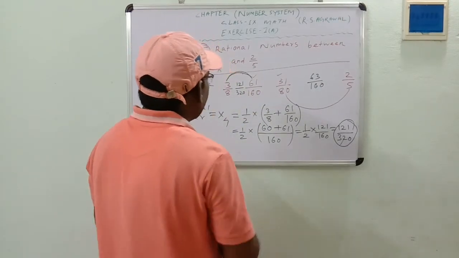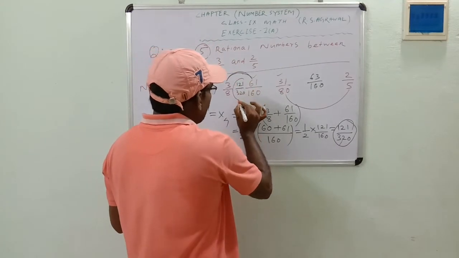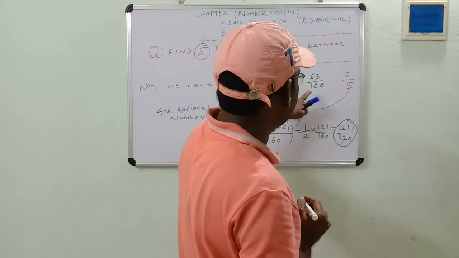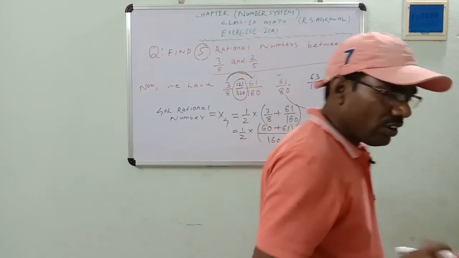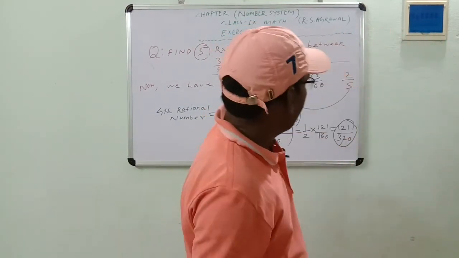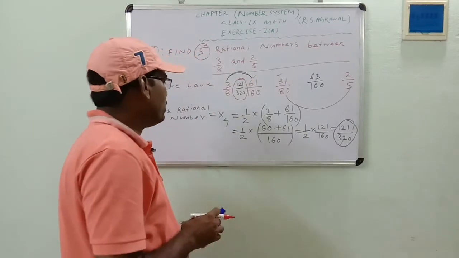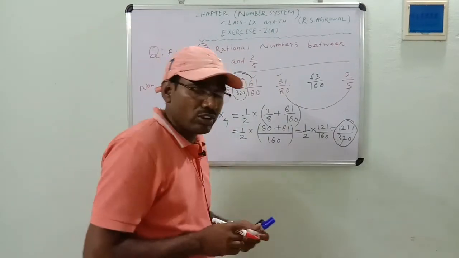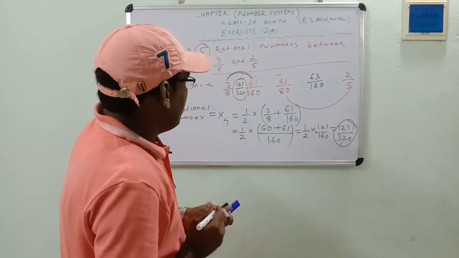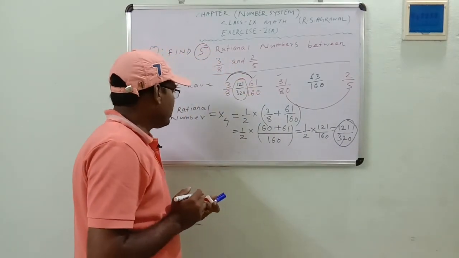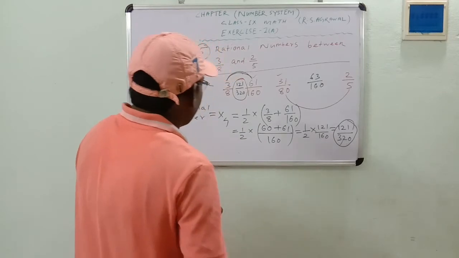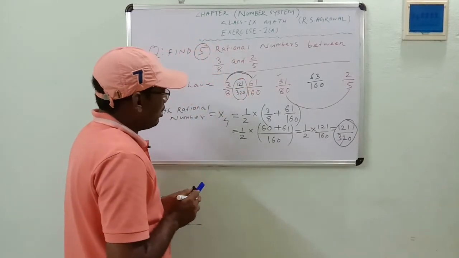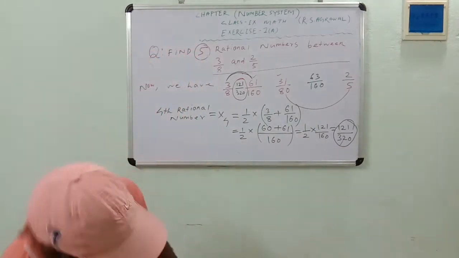So students, till now you have found four rational numbers. Only one is left over. Only one you require extra, because it has been asked to find 5 rational numbers in the question. So the last rational number, that is the 5th rational number, suppose you consider it as x5, will be, first note it.